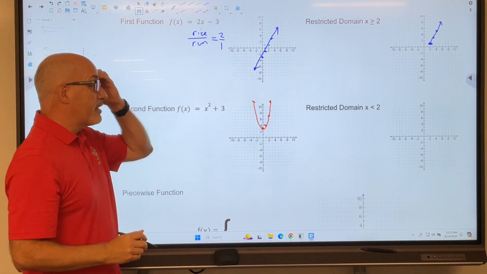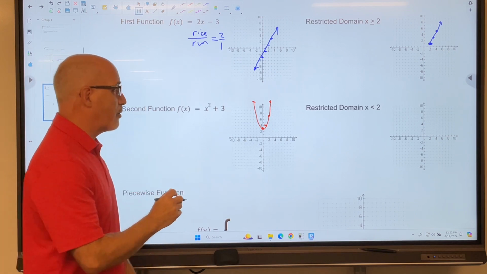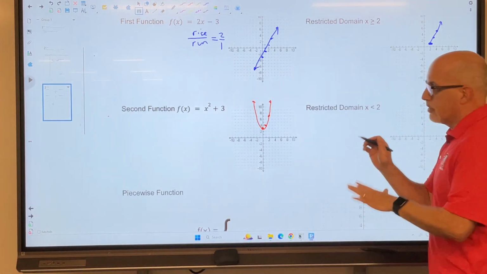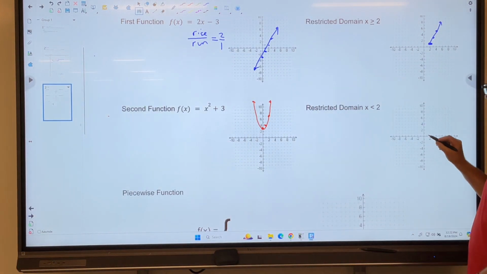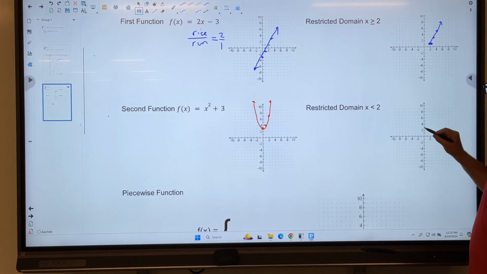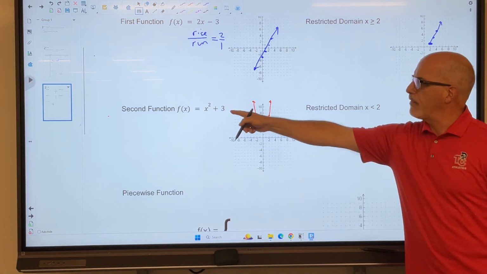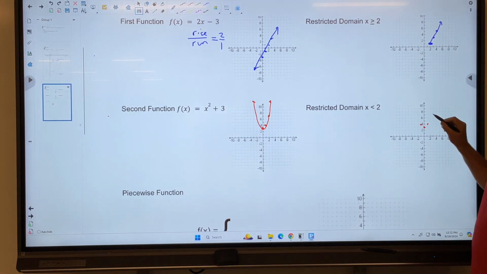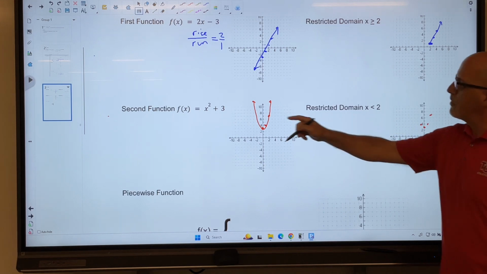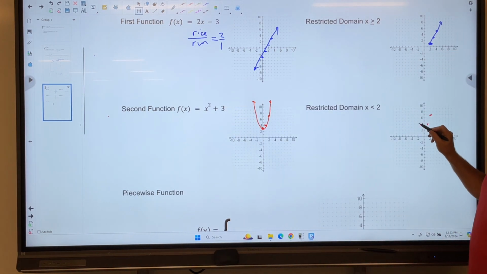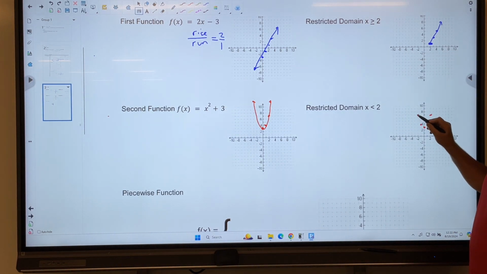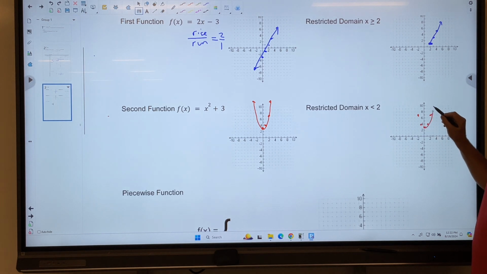Now, if I want this restricted domain, let's repeat that graph over here in red. Don't draw it yet because we're going to restrict the domain. Start it up here at 3. If you put in 1, it's going to equal 4. Negative 1 will be equal to 4. If you put in 2, 2 squared is 4 plus 3 is 7, so up to 7. Same with negative 2: squared is a positive 4 plus 3 is equal to 7.